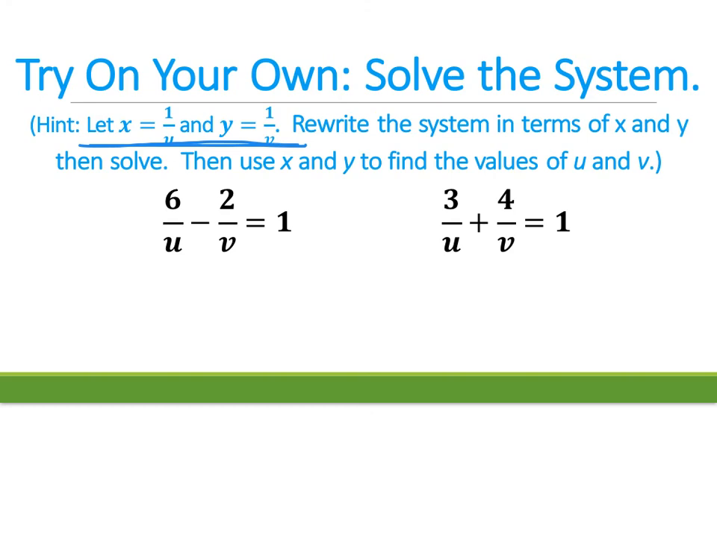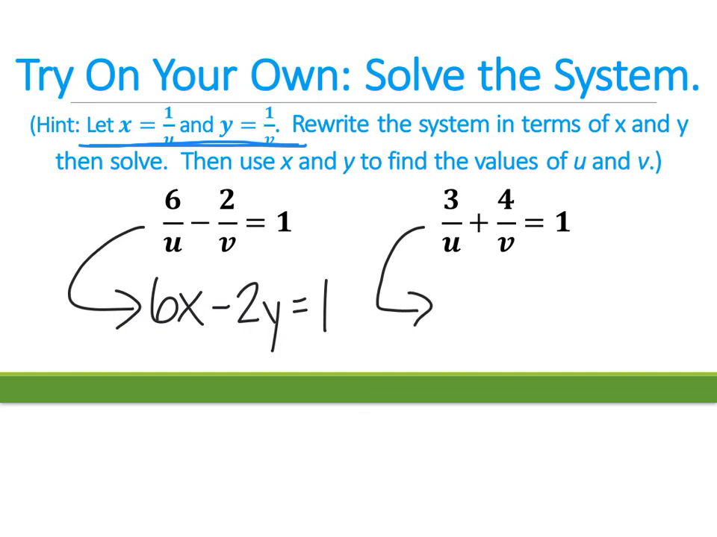So I'm going to go ahead and rewrite this first system for you in terms of x and y. So instead of the u being on bottom, you're going to write 6x instead. And instead of the v being on bottom, you're going to write 2y. That's how you rewrite that equation. I want you to try to rewrite this equation and then solve using substitution or elimination. Try to practice one of those two.